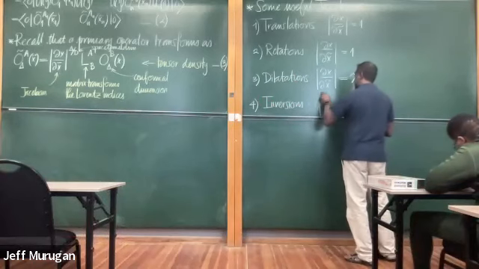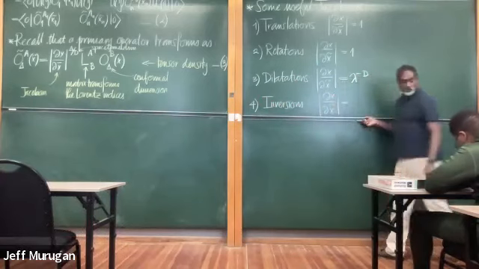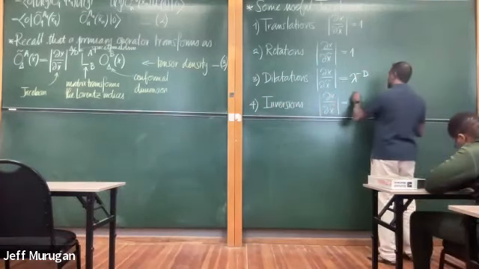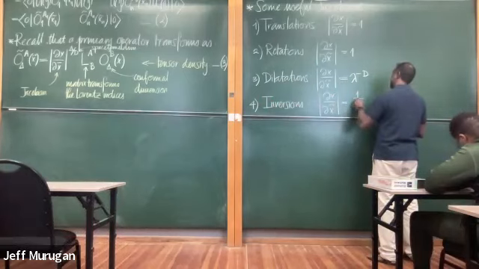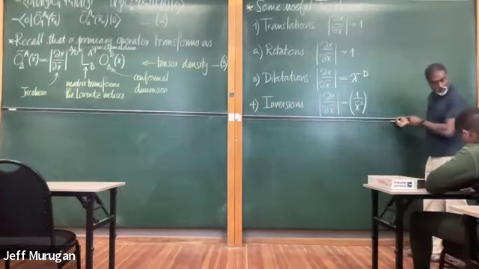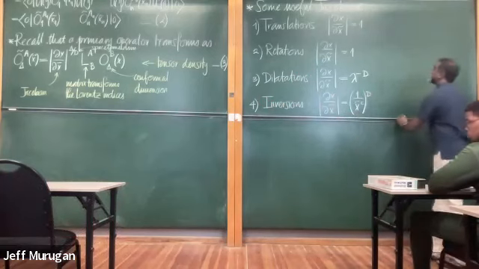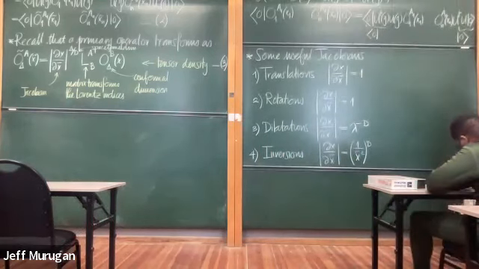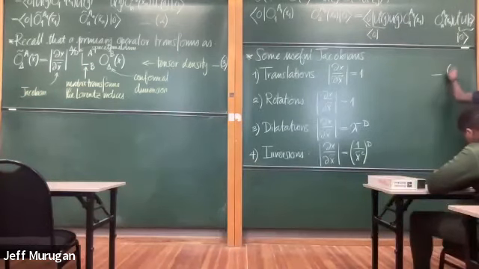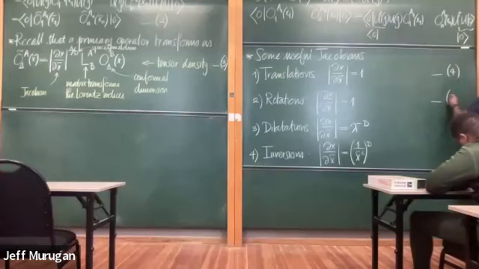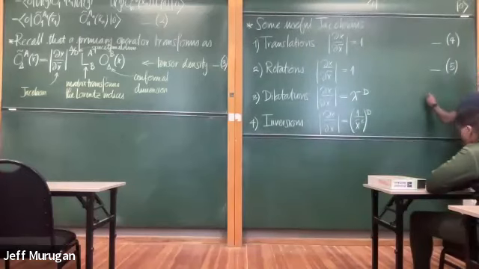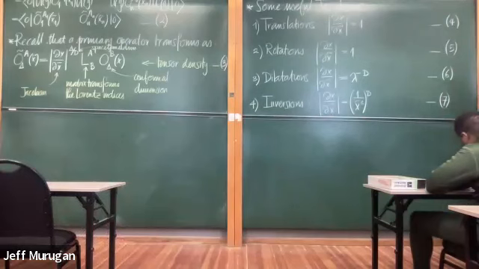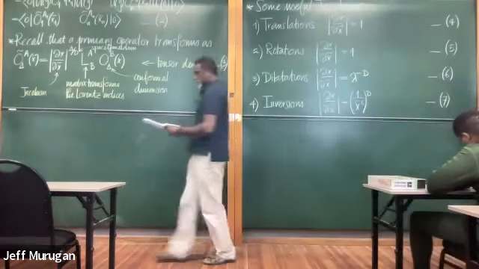Inversions have the Jacobian equal to 1 over x tilde squared to the d. Okay, so that was equation 3, 4, 5, 6, 7. Okay. So this is all the ingredients that we need.